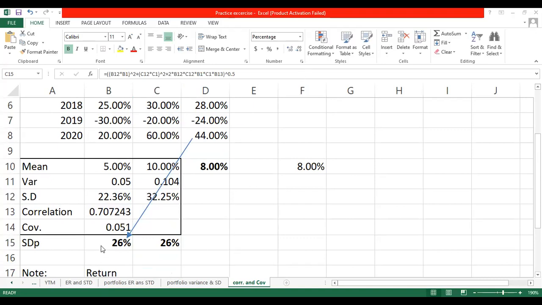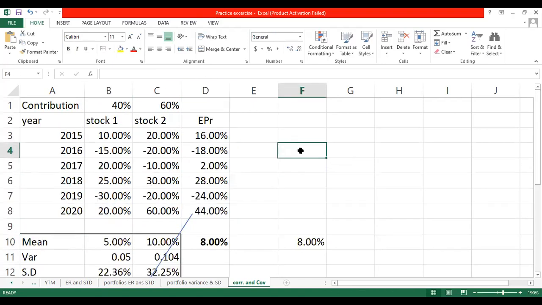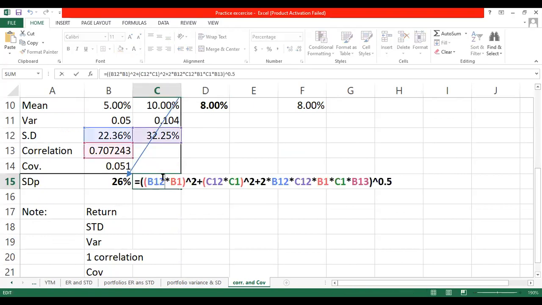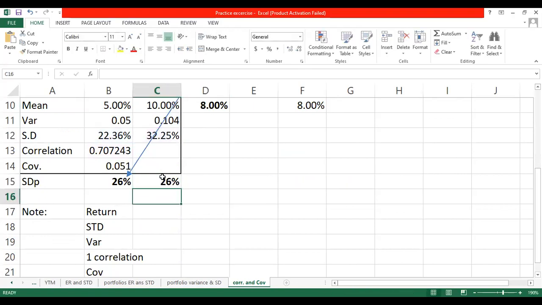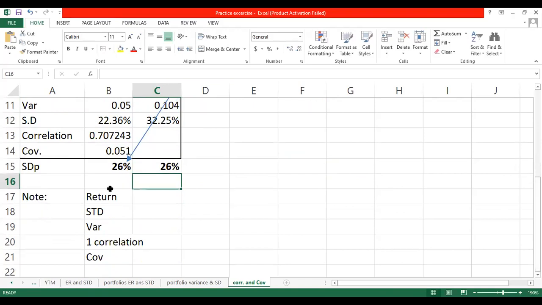You can see that that is 26%. This is the same as we calculated by using portfolio returns. If you don't know the portfolio returns, or if it is time-consuming to calculate the expected return of a portfolio, then you can simply apply that formula to calculate your standard deviation. Now you remember what we have done right now: the return of portfolio, standard deviation of portfolio, variance of portfolio, correlation and covariance calculations. And now if you have any questions, then this is the right time to ask.